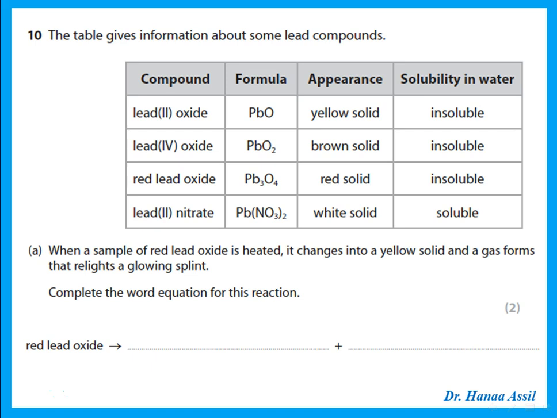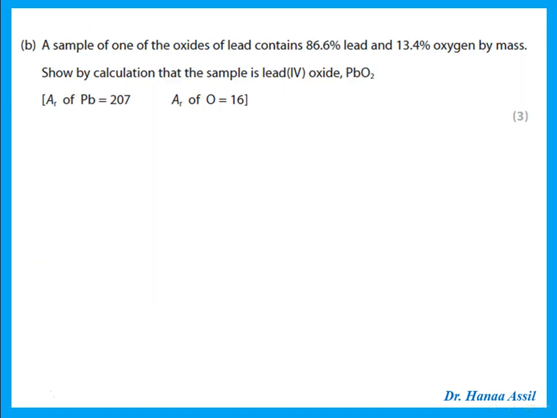So the red lead oxide, he said it should give me a yellow. Which one is yellow? Yellow is the lead 2 oxide. Plus a gas that relights a glowing splint. You should remember the tests. Which gas relights a glowing splint? That is oxygen. Remember, he wants word, so you give him word equation.